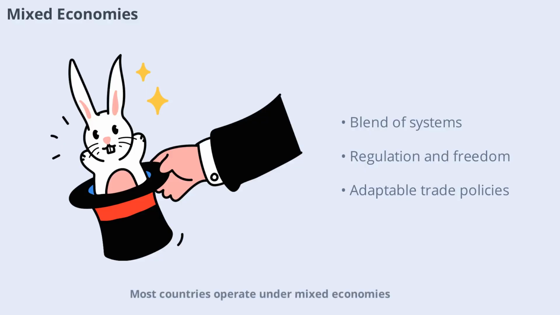Most countries operate under mixed economies, blending elements of capitalism and socialism. Governments may regulate certain industries while allowing others to operate freely. This balance enables countries to participate in global trade while protecting key sectors. For instance, France and Canada have strong social programs but also encourage private enterprise and international trade. Mixed economies offer flexibility, adapting to global trends while maintaining local priorities.